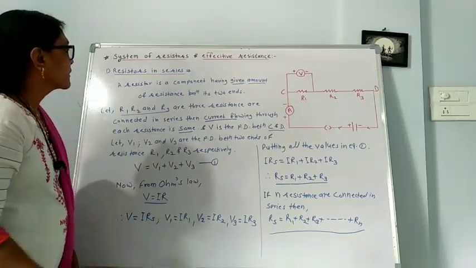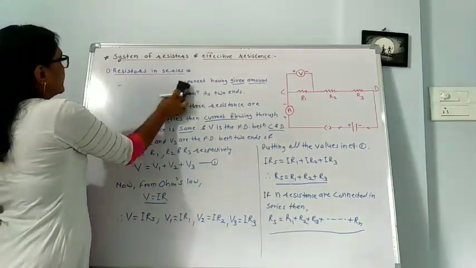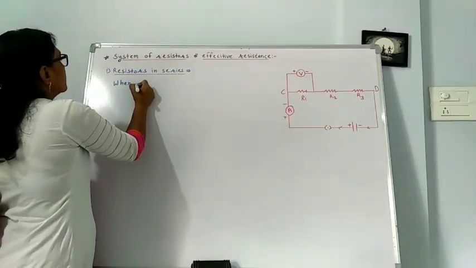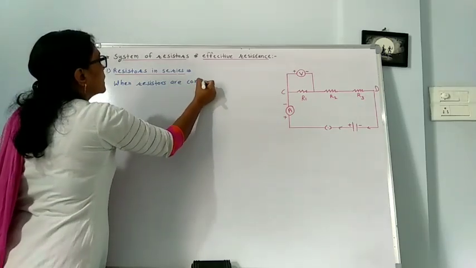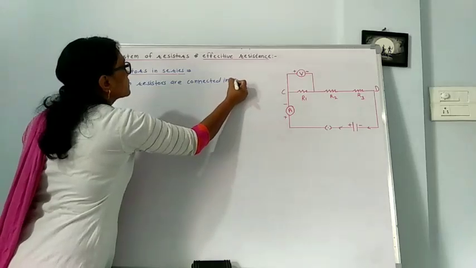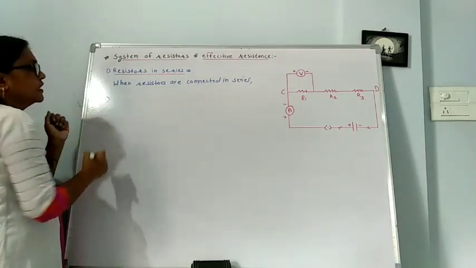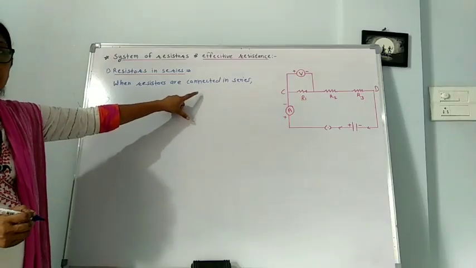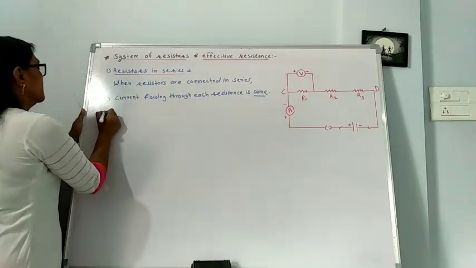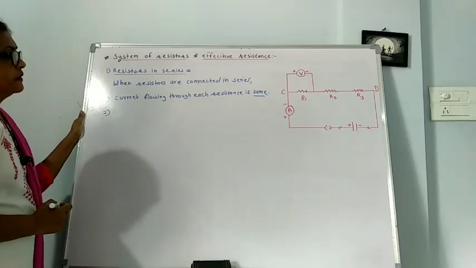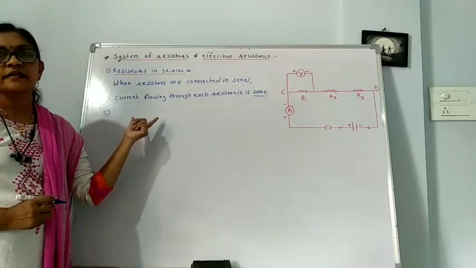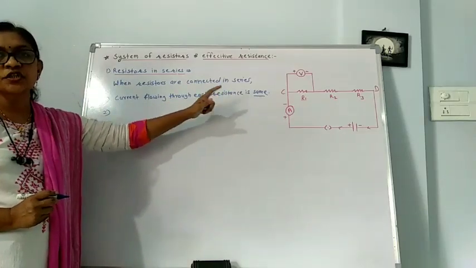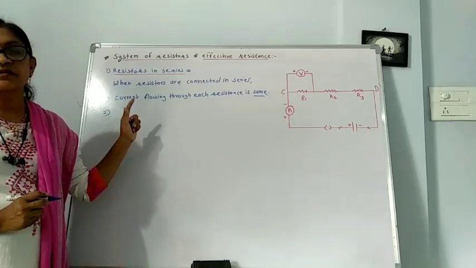Now we will write the characteristics when the resistors are connected in series. First, what did we see in the expression? The current flowing through each resistance is the same. This is the important characteristic. Second characteristic: the effective resistance of all these resistances is equal to the sum of their individual resistances.